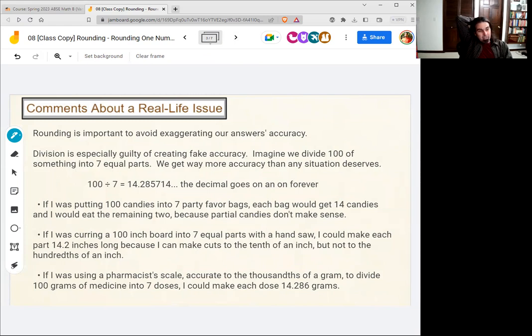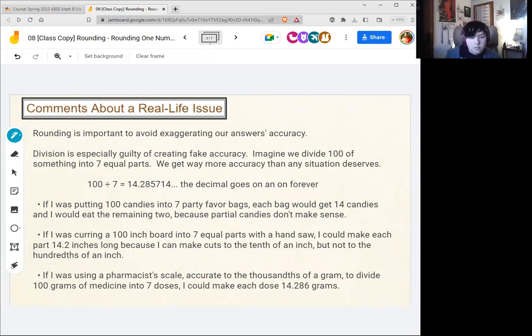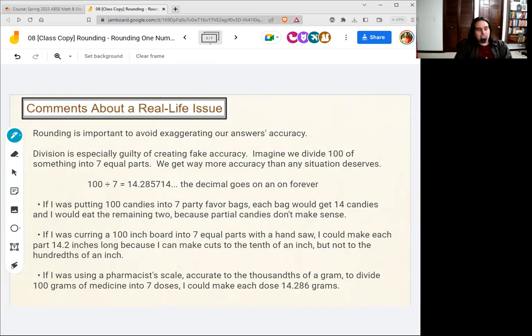So rounding is about avoiding when we exaggerate. Sometimes our answers have fake accuracy, and the big culprit in this is division. Division is great at making these long decimals in our calculators, and they make the long decimals even if we don't know things with that much accuracy. As 3 different little stories, imagine we have 100 of something and we're dividing it into 7 equal parts. So we're doing 100 divided by 7 in 3 different stories.